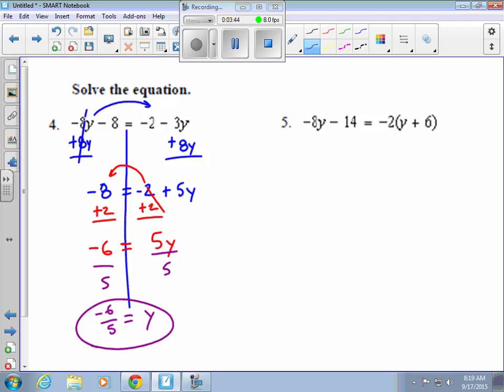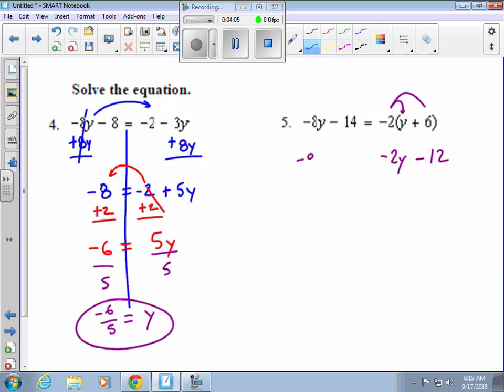Negative 8y minus 14 equals negative 2 times y plus 6. Before you try to move anything across the equal sign, before you try to undo anything, make sure you simplify each side. Negative 8y cannot be combined with negative 14 because they're not like terms, but we can distribute negative 2 to y to get negative 2y and negative 2 to 6 to get negative 12.